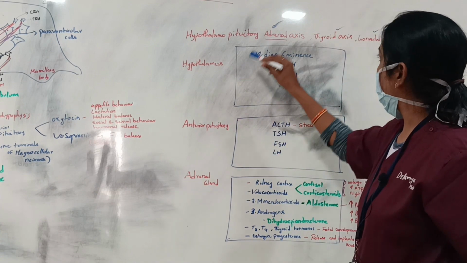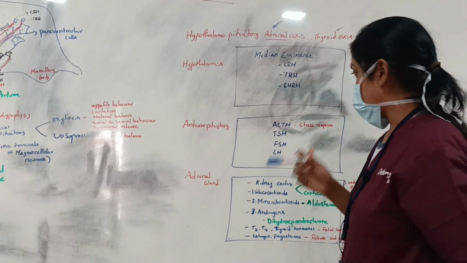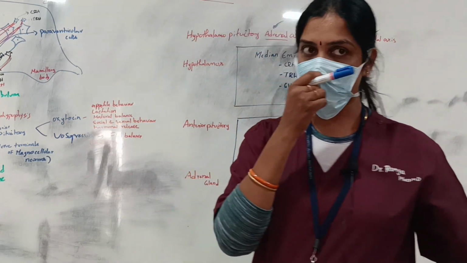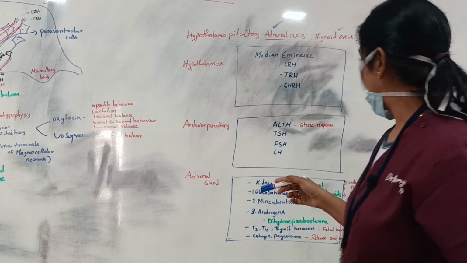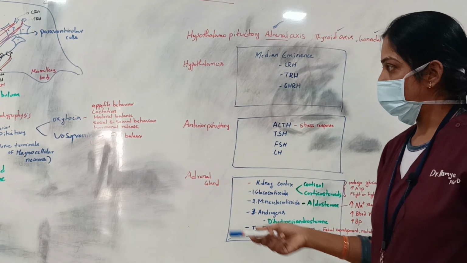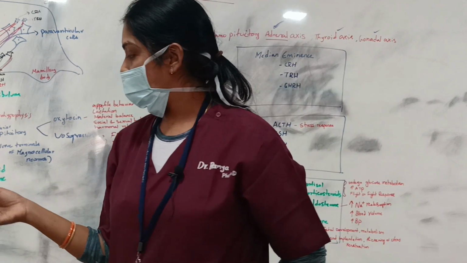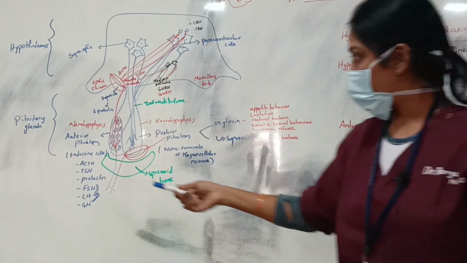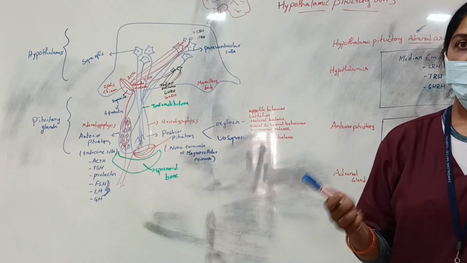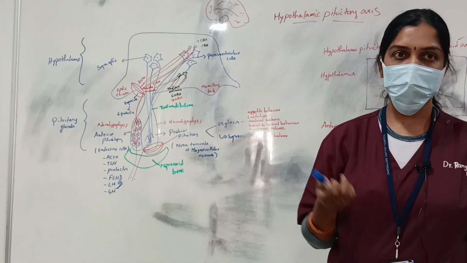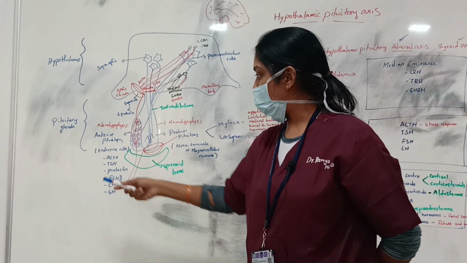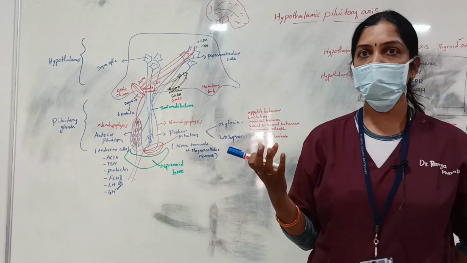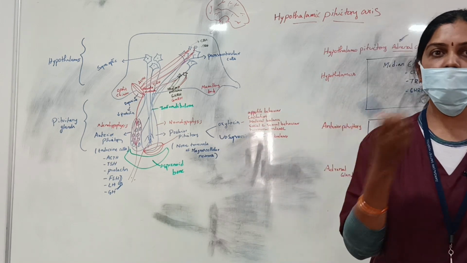And next is the hypothalamo gonadal axis. What are gonadotropic hormones? As I told you, those are follicle stimulating hormone and luteinizing hormone. The follicle stimulating hormone stimulates the follicles to mature. And what will luteinizing hormone do? It will release the egg from the matured follicle.